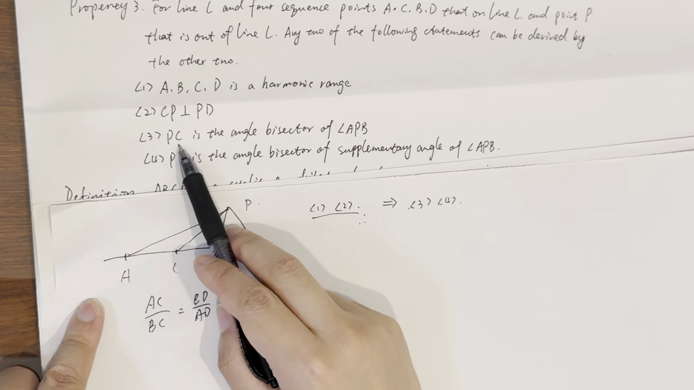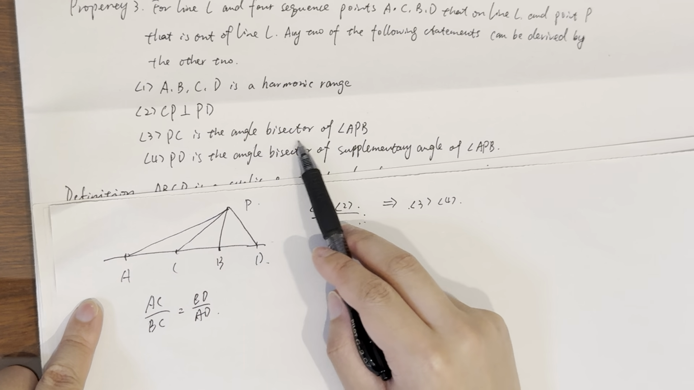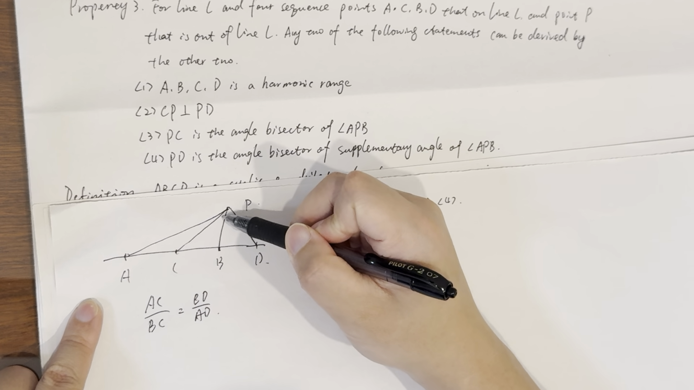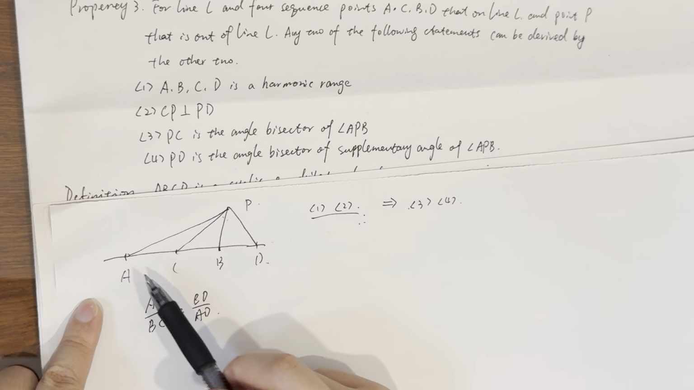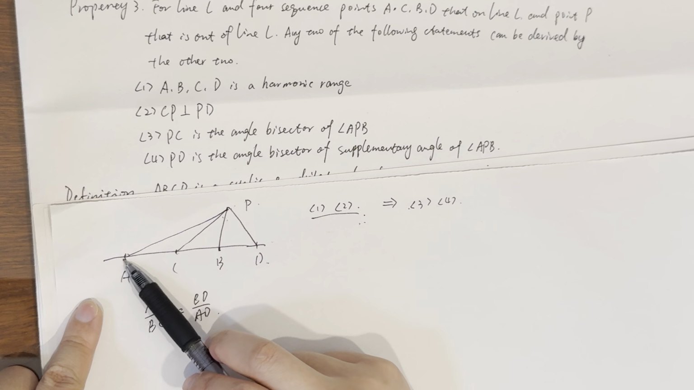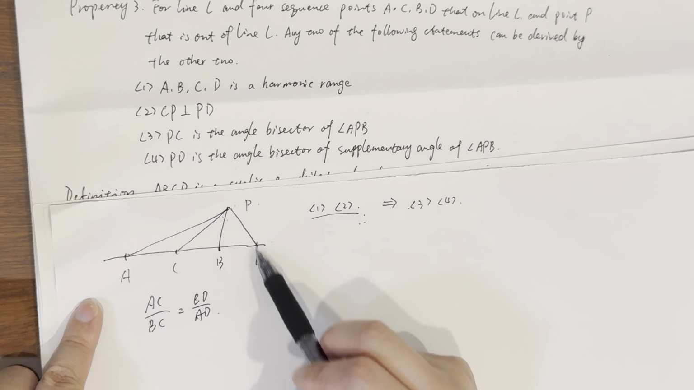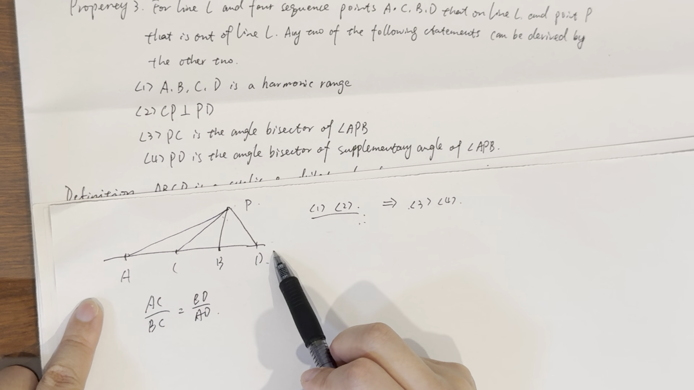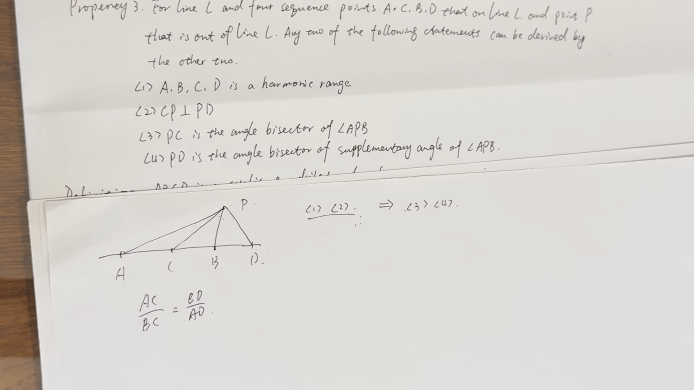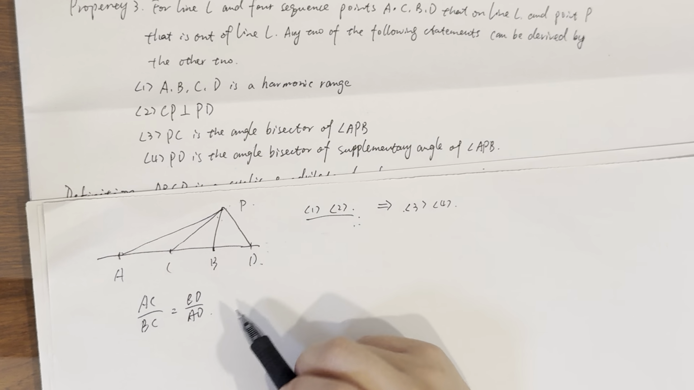Now we want to prove that PC is the angle bisector of angle APB. We know this is 90 degrees, right? We want to prove that PC is the angle bisector of angle APB, and PD is the angle bisector of the supplementary angle of the angle APB. How can we do that?